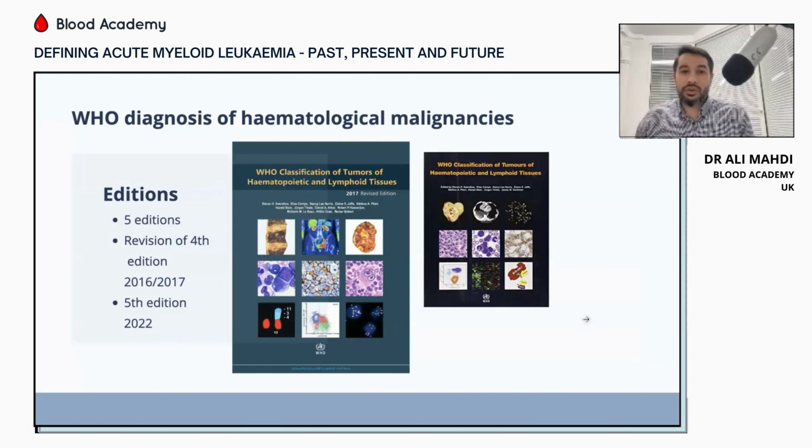So the WHO has produced various different editions with regards to hematopoietic malignancies. The fourth edition was revised in 2016/2017. The book was actually published in 2017 with a precursor paper that was published the year before. More recently, we've got the fifth edition, which is available in beta version online, as well as a recent publication found in Leukemia, which we'll look at later.